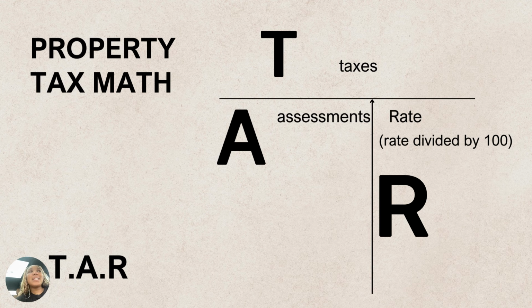If you know the tax and the assessment, you're going to put the tax at the top and the assessment, and you're going to divide the top and the bottom to figure out what the rate is. If you have the assessment and you have the rate, but you don't have the tax, you're going to say A, assessment times the rate is going to give you what the tax is. So remember, when some people don't know how to plug in on the T-chart, just put T-A-R, and that's how you would do it.